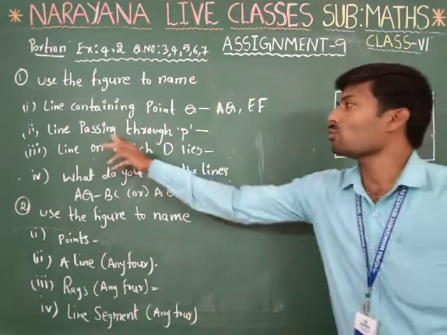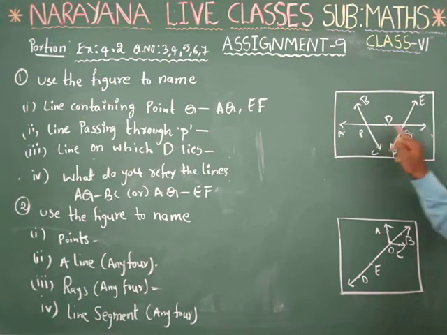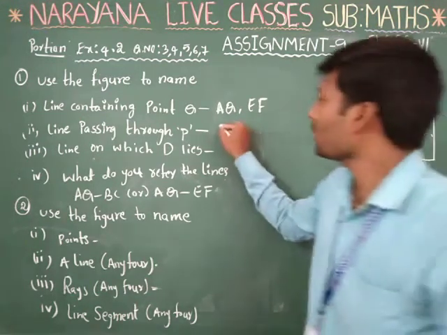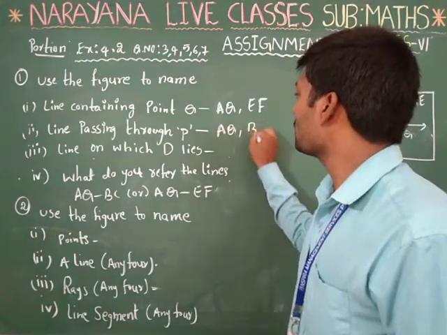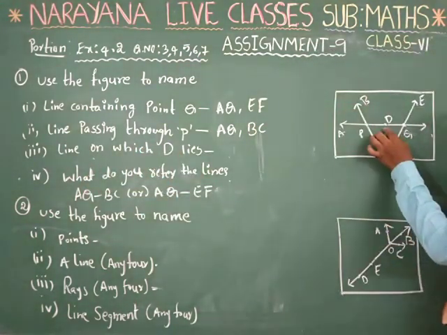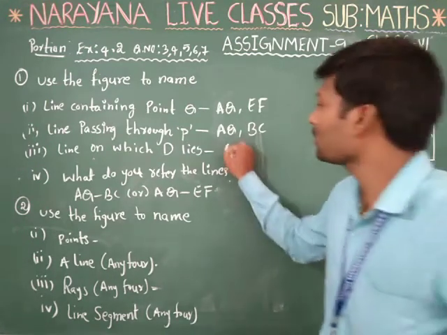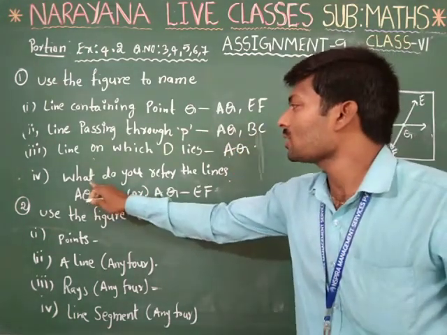Next, line passing through point P. How many lines pass through this point P? That is AQ and BC. AQ, comma BC. Next, line on which D lies. If you take a point D, which line does it lie on? That is AQ line. So from this, what is the fourth one?